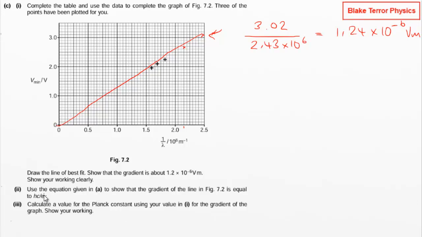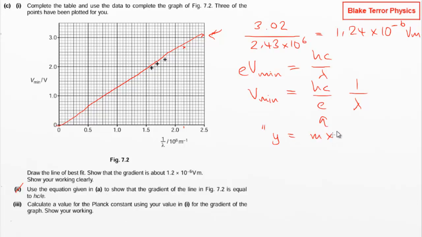Then use the equation given in A to show that the gradient of the line is equal to hc over e. So the equation they gave us was eV min is equal to hc over lambda. We're plotting V min against 1 over lambda. So just writing that in a different format, we've got V min is hc over e multiplied by 1 over lambda. So that is our gradient. So that is fine. We can just say that is y is equal to mx, in inverted commas.